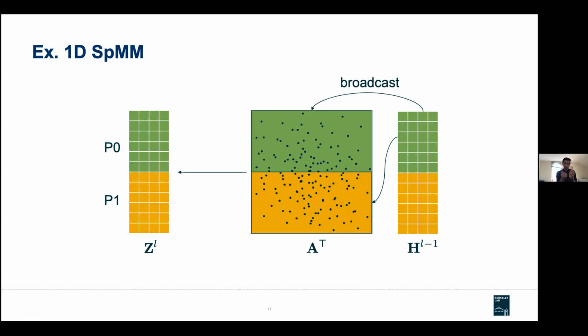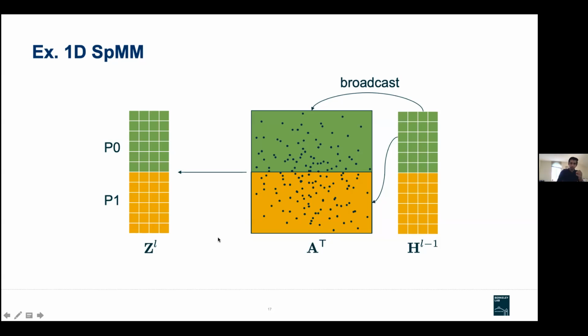multiplies it with a portion of the block row of A that it has, and adds this to a running sum. You do this for every block row of H. Once you broadcast every block row of H, you get a resulting matrix that is essentially the result of A times H, but now it's distributed across all the processes that you have, P0 and P1.